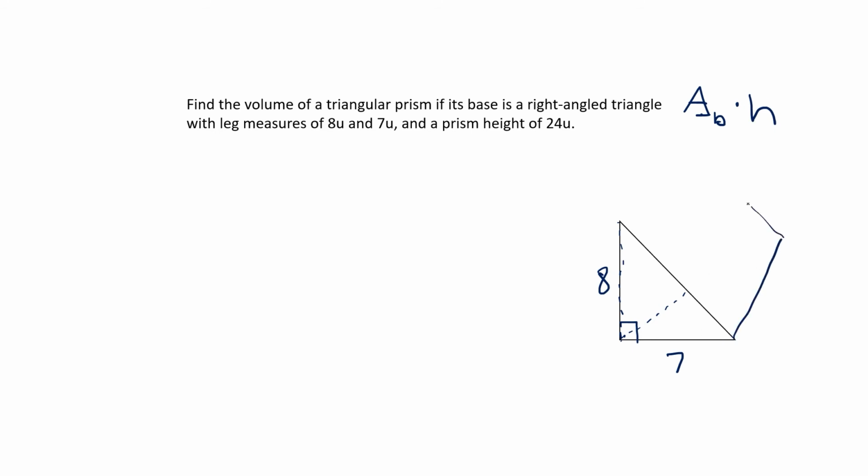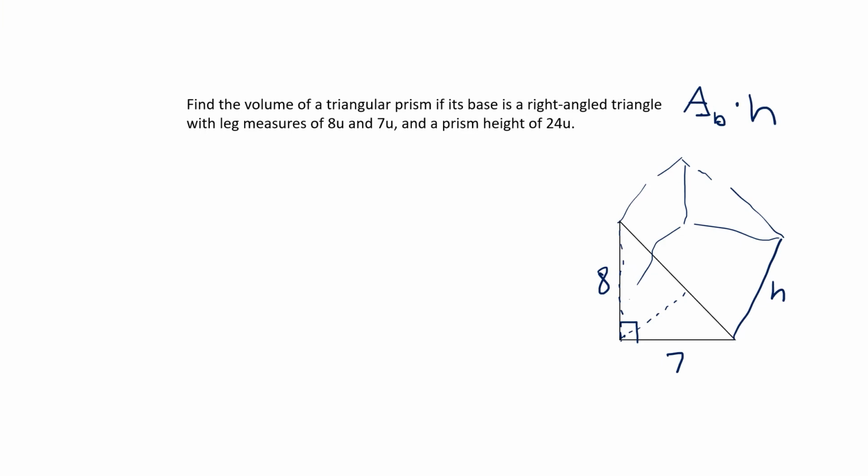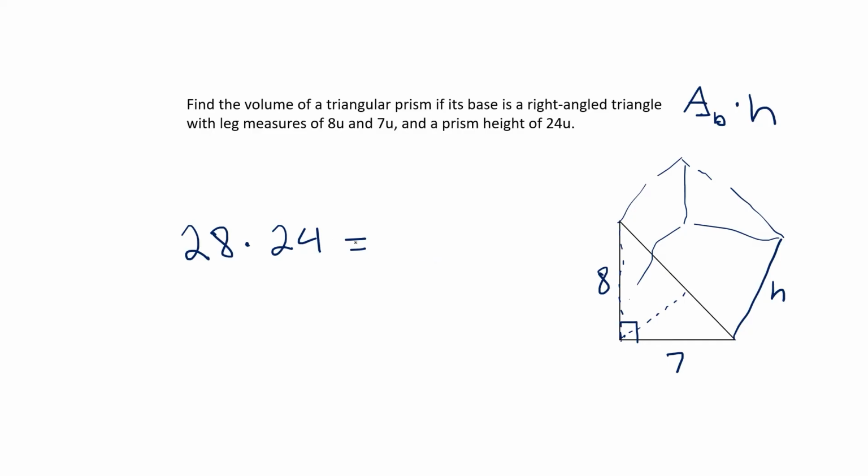Say it goes way over there, there's more triangle here, blah, blah, blah. This is the height or the length. It doesn't matter. Really just relative to if you set it on its side. So 8 times 7 is 56. Divided by 2 is going to be, honestly, couldn't do that in my head right now. 28. That's the area of our base times the height, 24. It's going to give us our volume. 672 units cubed.